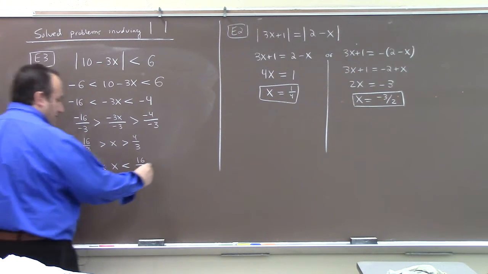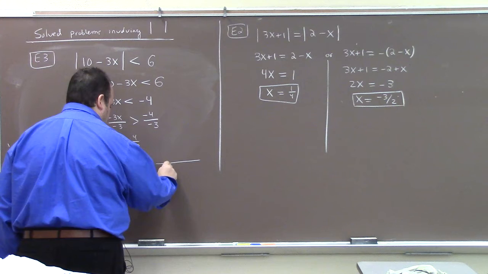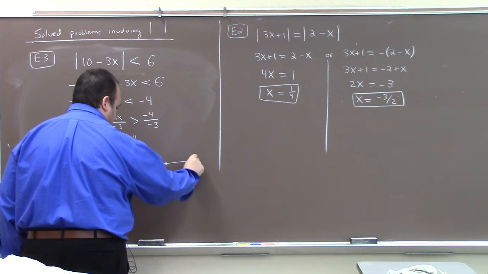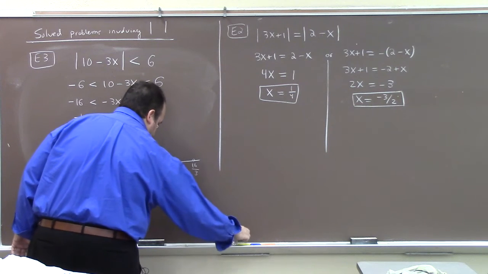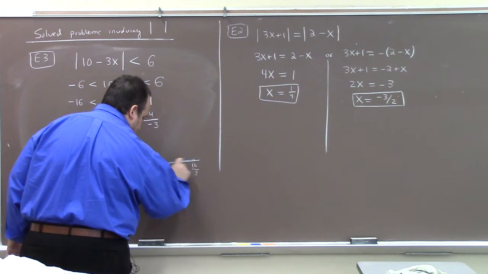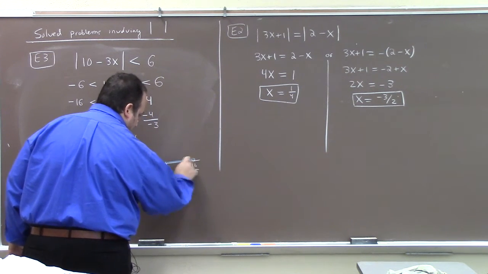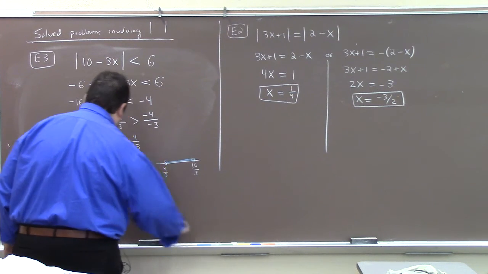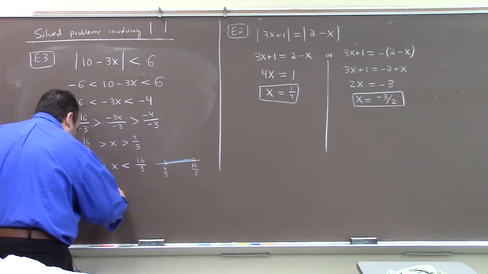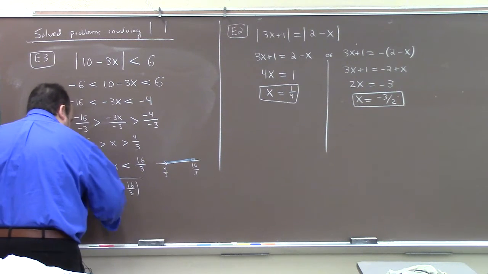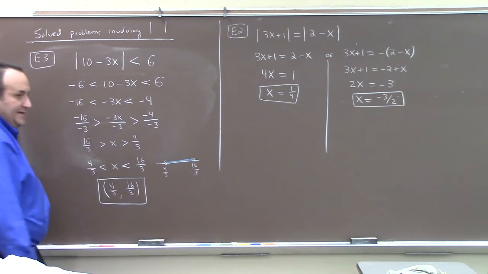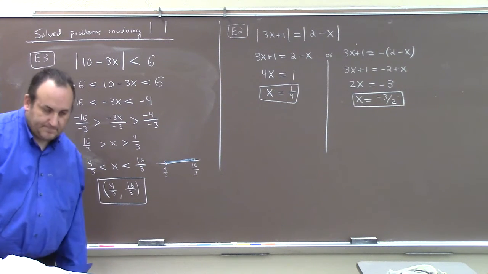Which we can picture on the number line. It's going from 4 thirds over here to 16 thirds. They're not included, but everything else in between is, right? That's your answer. Looks like that, so to speak. So the solution is 4 thirds comma 16 thirds in this case. That's the answer here. Every x in that set solves the inequality.